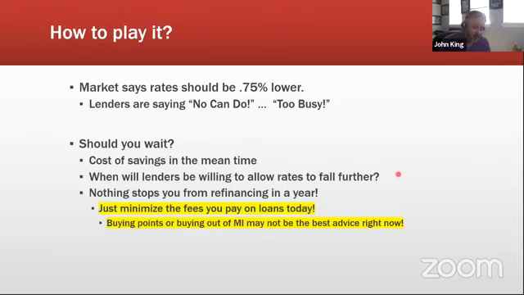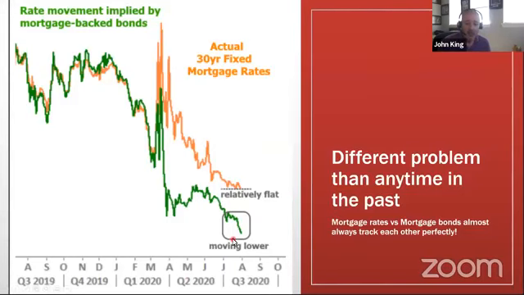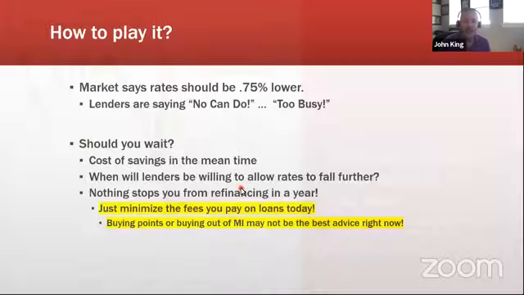Because you saw it just in the last month, and I'll show you again on this chart that we looked at here. Why is this not going back? There you go. In July, the market said rates should have gone down. The rates did not go down. So what makes you think that down the road lenders are going to pass that along when they have zero incentive to do it? They're already too busy.